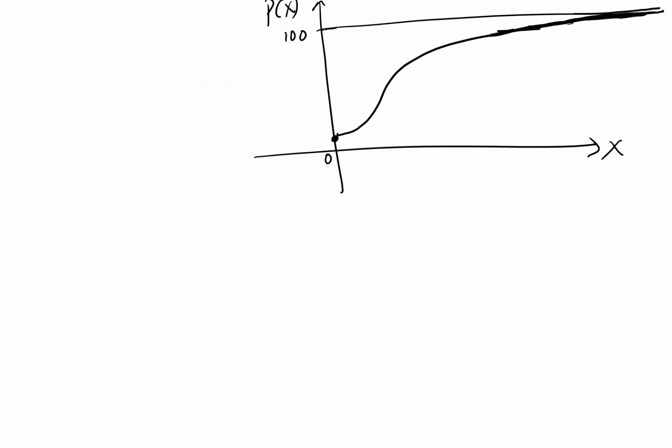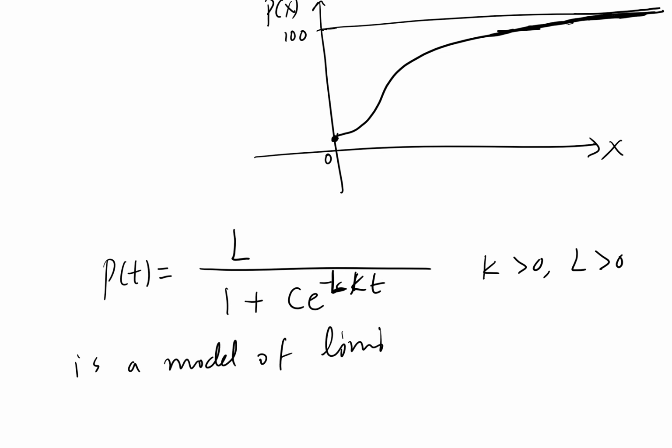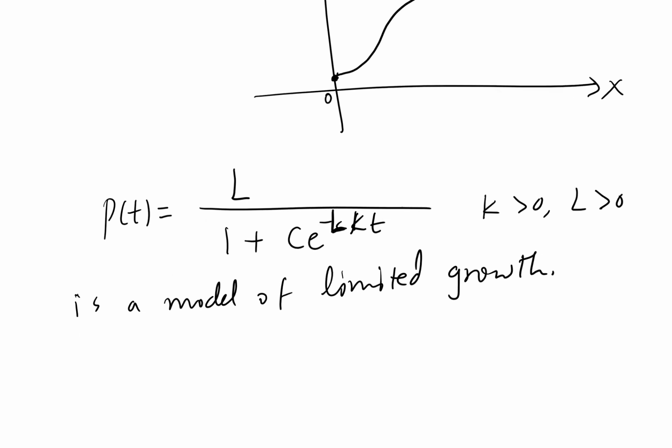Based on this question that we did, last one, in general, what we just did, it's a model of limited growth. So this usually is given by P of t equals L divided by 1 plus C e to the negative K t, where K is positive and L is positive. This is a model of limited growth. The equation I gave you is similar to this one.